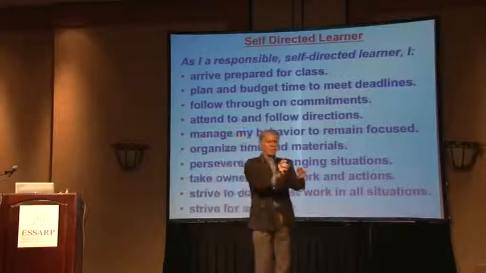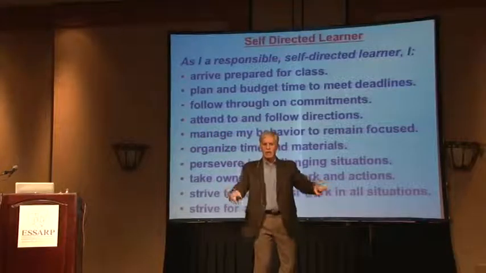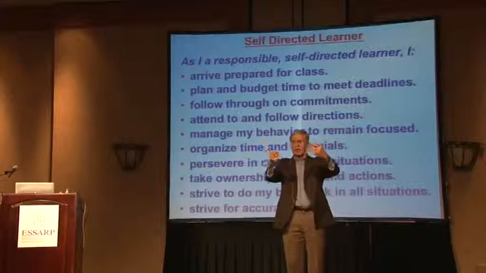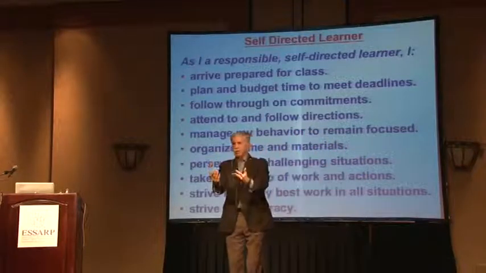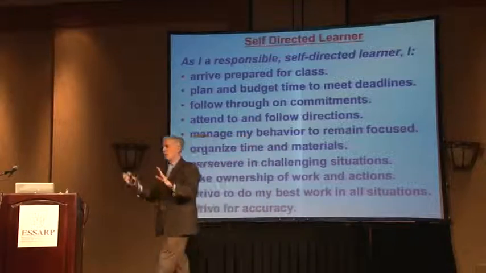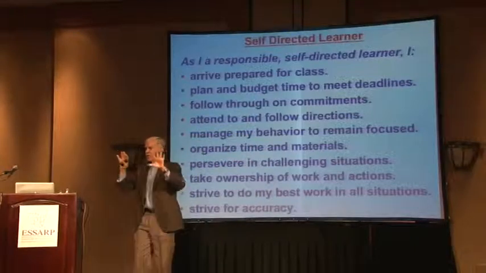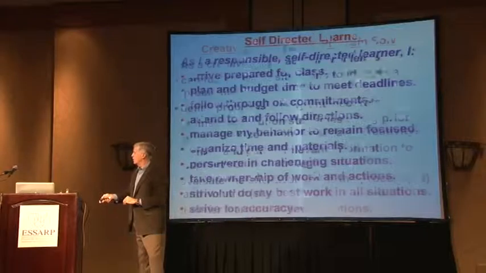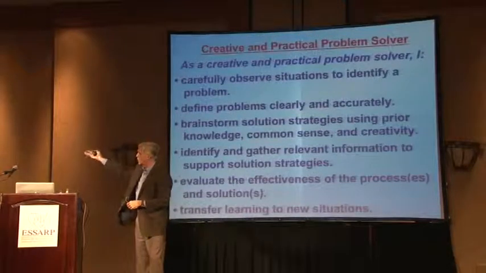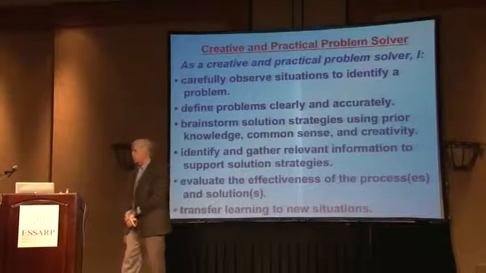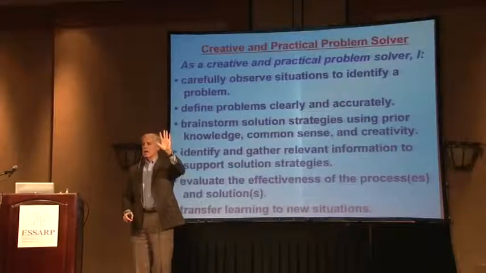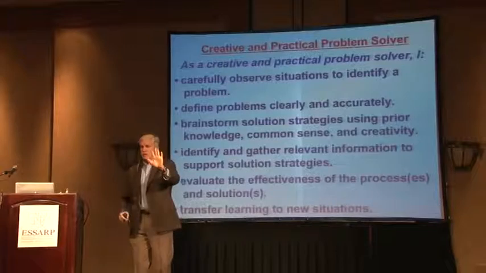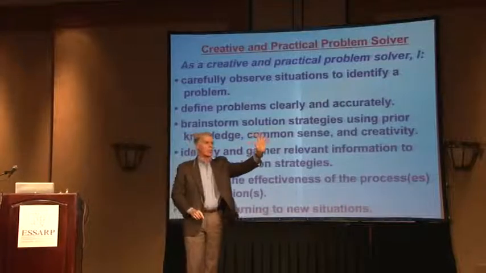So individually they made their list, then in groups they talked about it, then they compiled a group list, and so 2 tables were doing self-directed learner, 2 tables were doing critical thinker, and so on. Then they posted their posters around the meeting room. Here's one for a creative and practical problem solver. And by the end of the meeting, they had draft lists of indicators for their 5 outcome areas from their mission.